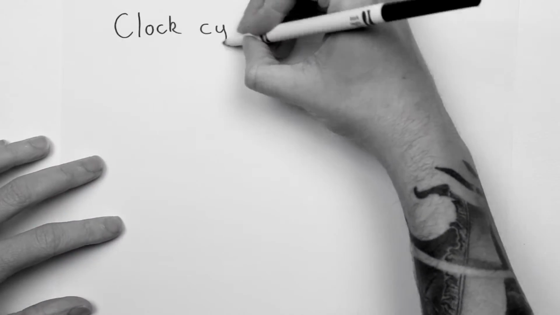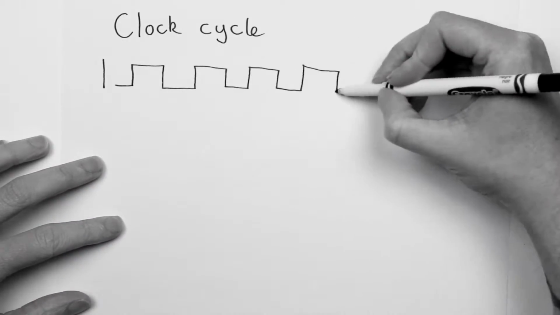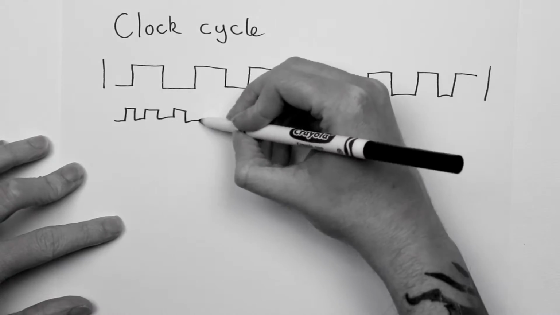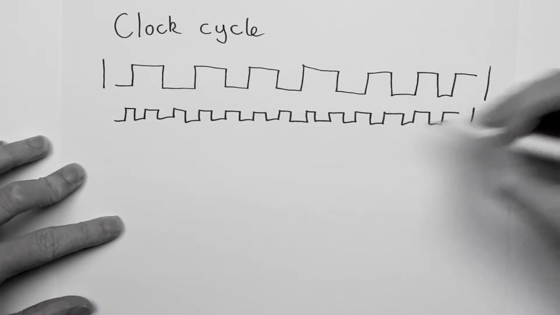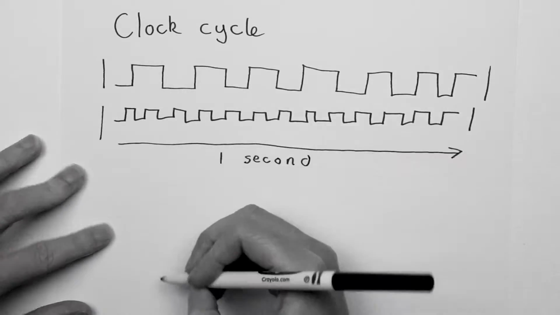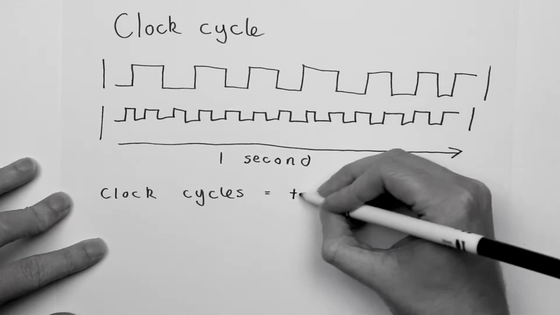We don't measure the speed of a CPU in CPU cycles. We measure the speed of a CPU in clock cycles. Each processor has a different speed, measured in clock cycles per second. Each clock cycle triggers one or more CPU cycles.